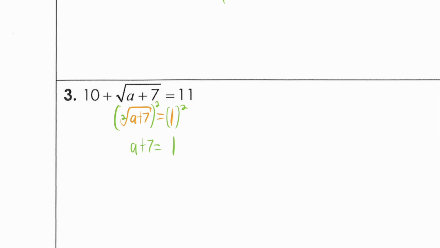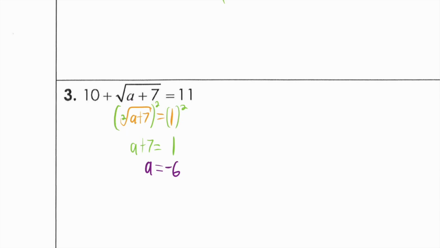Now, I'm not done yet because my variable's not by itself, so I have to get a by itself by subtracting 7, giving me a equals negative 6. So we got a negative number, so do we have to check here? Are we going to have an extraneous solution? The answer is no to both, actually. And the reason why is, once again, our radical, or even radical, is not equaling a negative number. It equals a positive one.